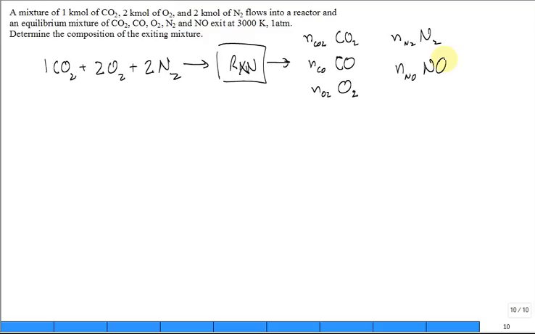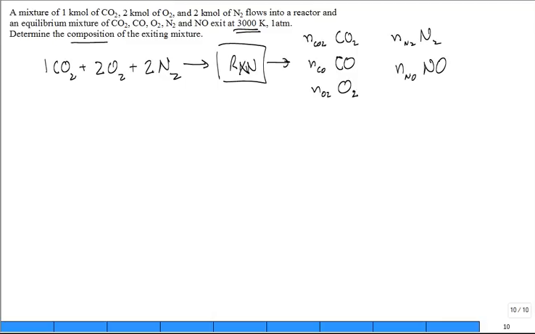So how many unknowns are there? 5 unknowns. The temperature's given, 3,000 Kelvin and 1 atm. So you're going to ask for the equilibrium composition of the exiting mixture. It's in equilibrium, so it's an equilibrium composition. What you have to do is find 2 reaction equations out of the table in our textbook that link these 5 together.